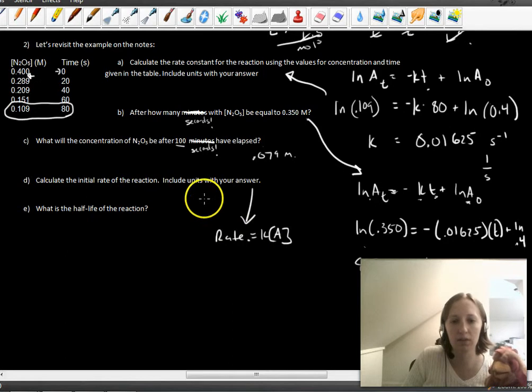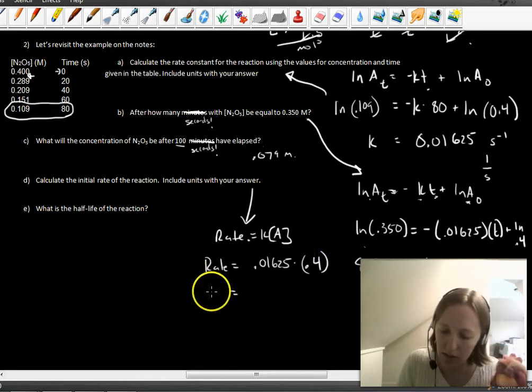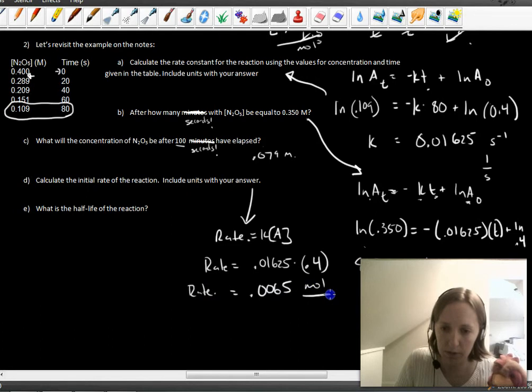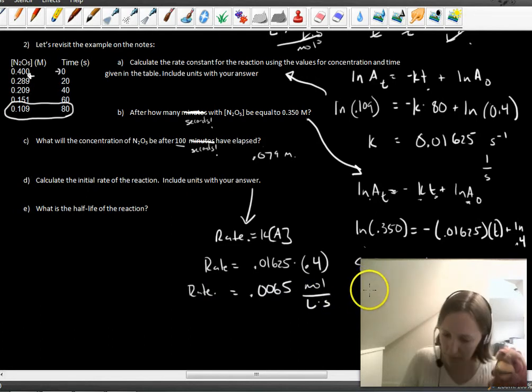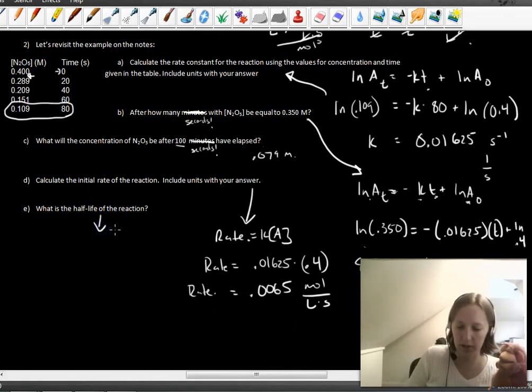Calculate the initial rate of the reaction. The rate is 0.01625 times 0.4. So that is initially what our rate is, and that's going to be 0.0065 moles per liter per second. So there you go. And what is the half-life of the reaction?